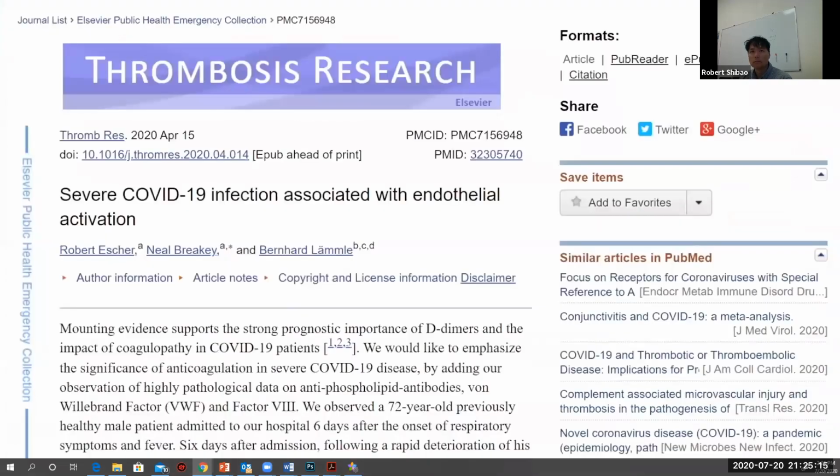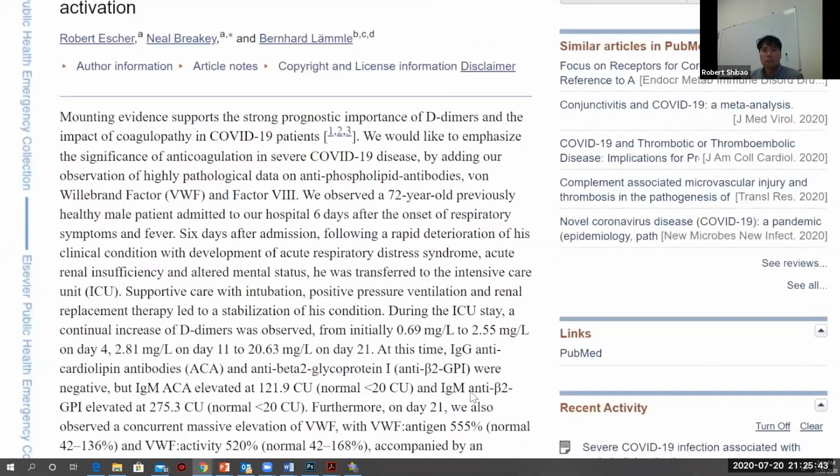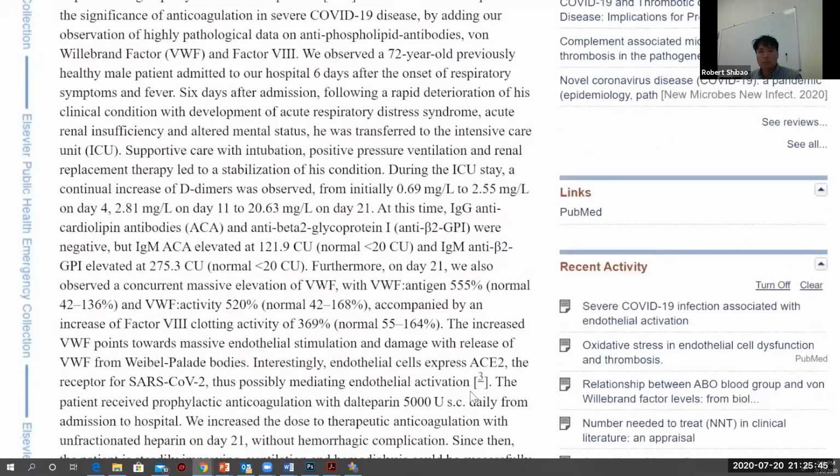And so the question comes up: is there oxidative stress occurring in COVID-19 infection? And it seems almost assuredly that because of the fact that it affects the ACE2 receptor and enzyme, there is going to be oxidative stress. And the second question is, how does it affect thrombosis? Well, there was an article that was published on April 15, 2020 in Thrombosis Research, and it describes a patient who came in and what happened with their coagulation factors.